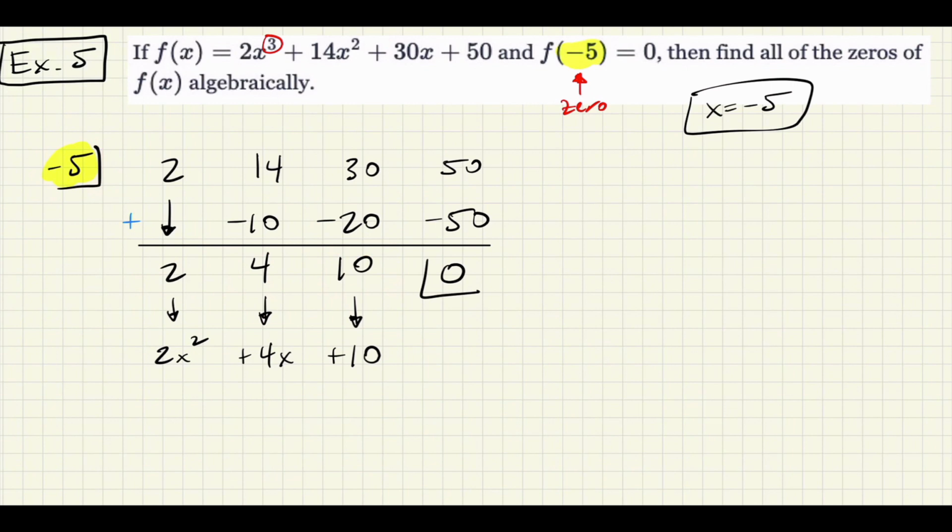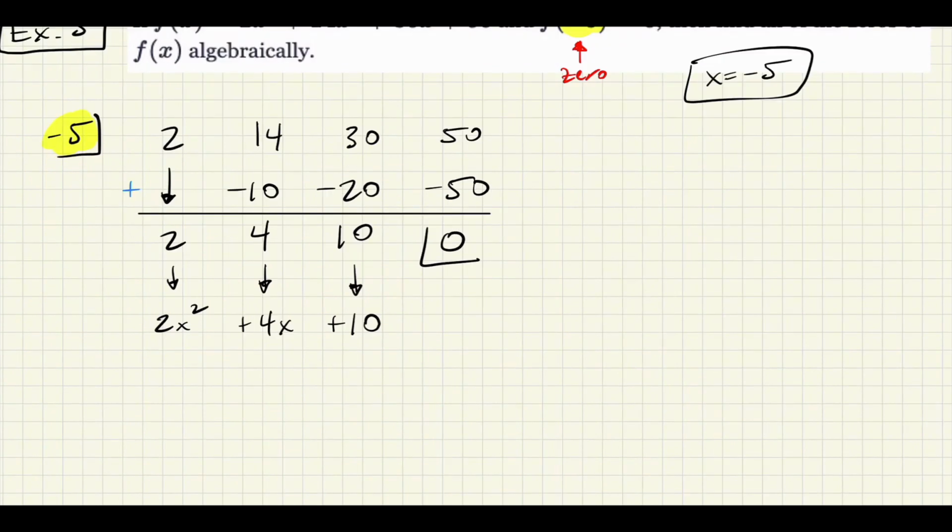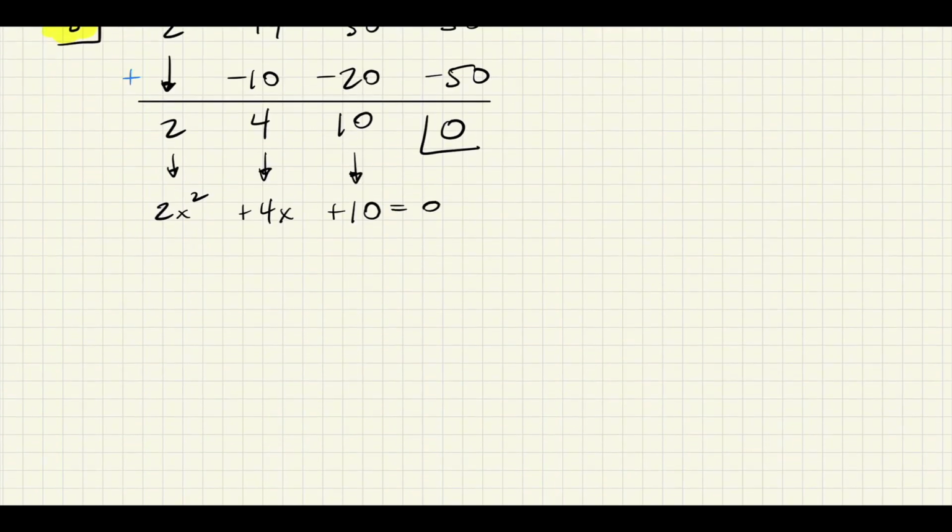Set it equal to 0. Yep, trinomial. 1, 2, 3 steps. 3 terms. Step 1, set it equal to 0. Done, in standard form. GCF: is there a GCF? There actually is a GCF. Yeah, 2, right? So I get x squared plus 2x plus 5 equals 0.